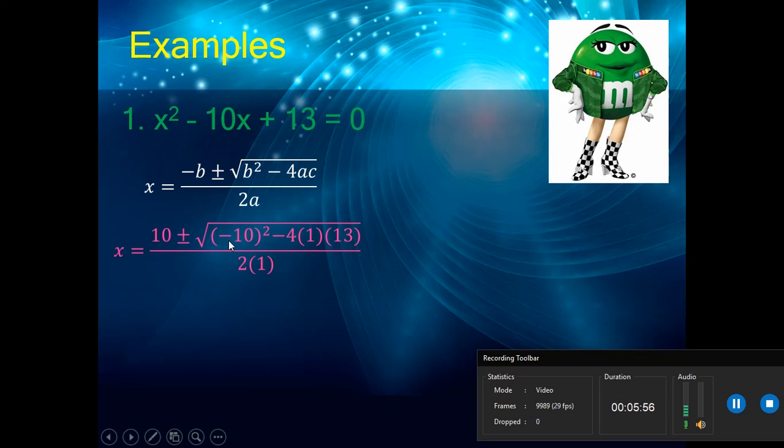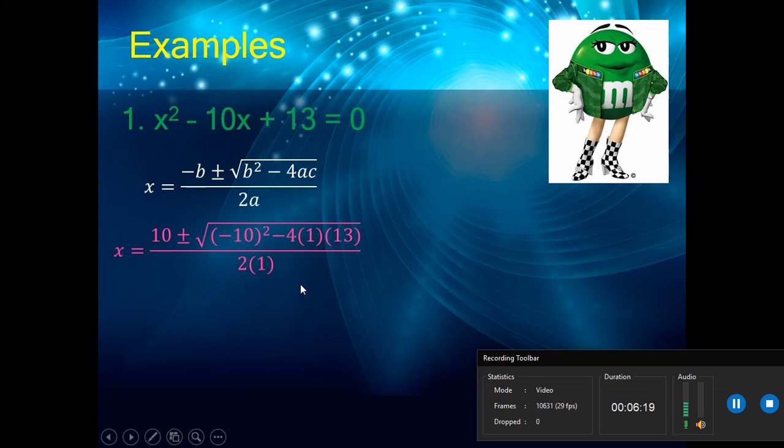Underneath the square root radical, they're asking for just b. Make sure you put that b value in parentheses so that when you square it, you're going to get a positive value. Then we have minus 4, which is a constant that's always there. We sub in a, which is 1, and c, which is positive 13. And then in the denominator, it's 2 times a, and again, a is 1.